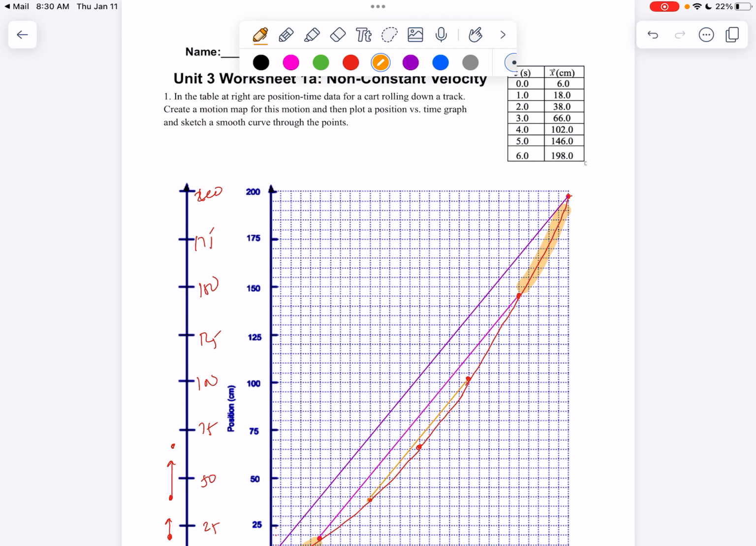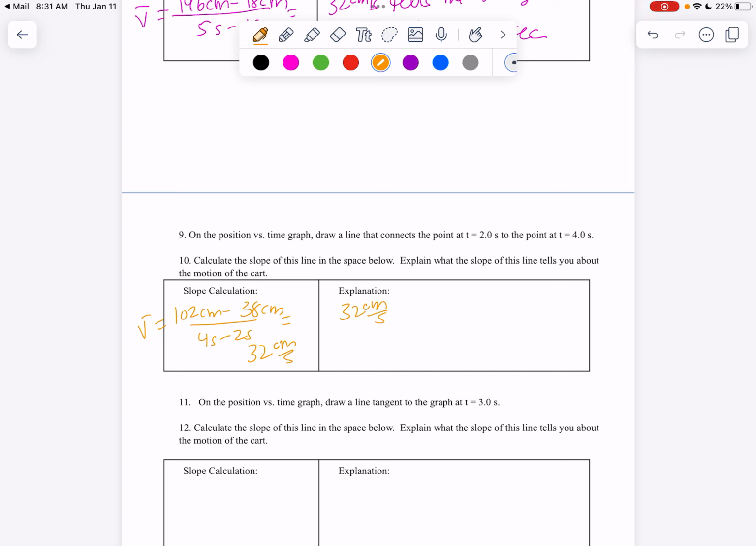All right, then I can do 2 to 4 seconds is the next one, so there's that line. So that's going to be 102 minus 38. 102 centimeters minus 38 centimeters, 4 seconds minus 2 seconds, and this is also 32 centimeters per second. This is now the average velocity from 2 to 4 seconds.